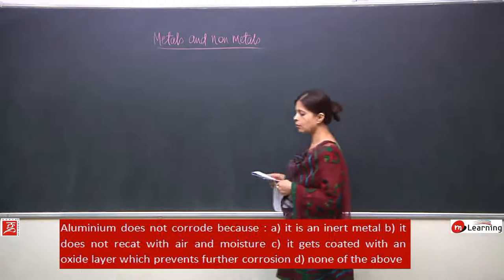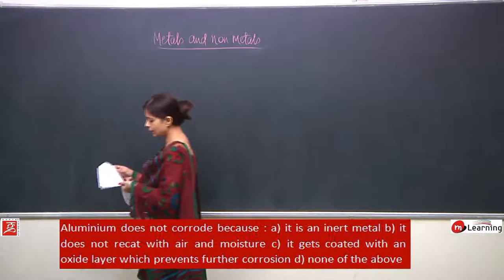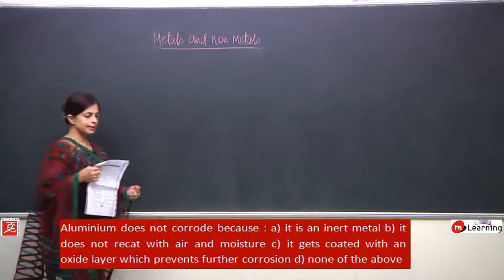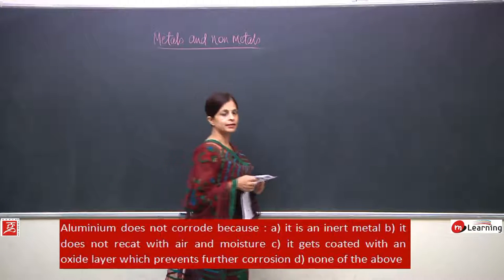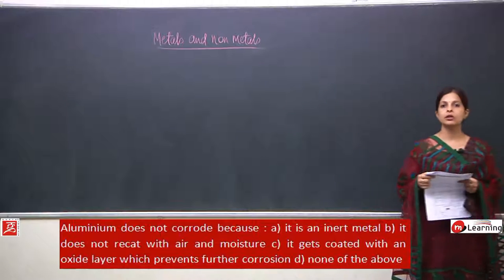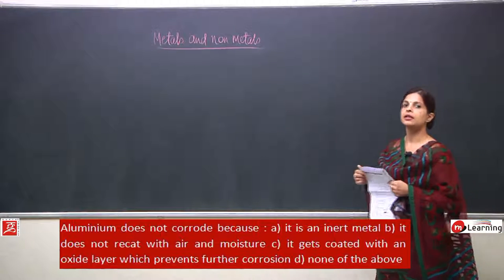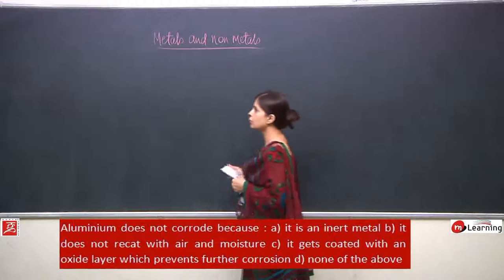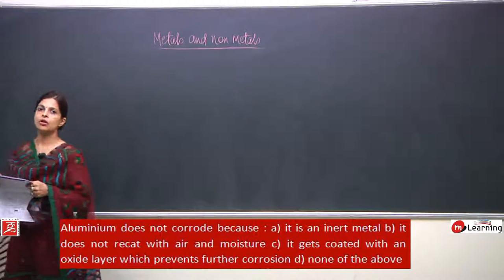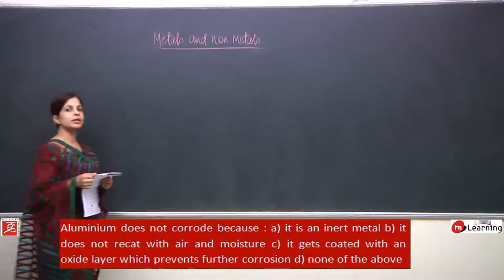Now we will talk about the next question. In this question, choice is given. Take the correct answer. Aluminium does not corrode because, why does aluminium not corrode? Again I am reading it, aluminium does not corrode. Why does aluminium not corrode?